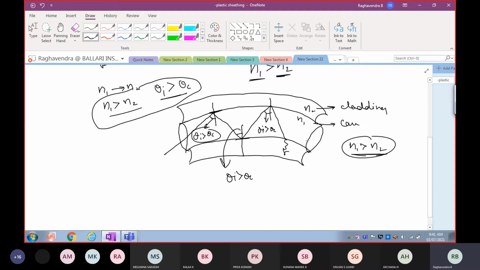Have you understood this concept? Yes, sir. Okay, so therefore it reaches the other end. It travels from one end of the optical fiber to the other end by the principle of total internal reflection. These are all the things which I have discussed in the last class.